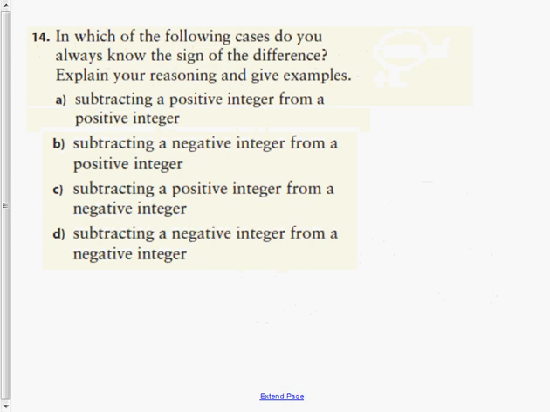Question 14. In which of the following cases do you always know the sign of the difference? Explain your reasoning. When you are subtracting a positive integer from a positive integer, do you know what your answer is going to be? Do you know if your answer is going to be positive or negative in this case? Or is it always different? Can it be positive or negative in both cases?